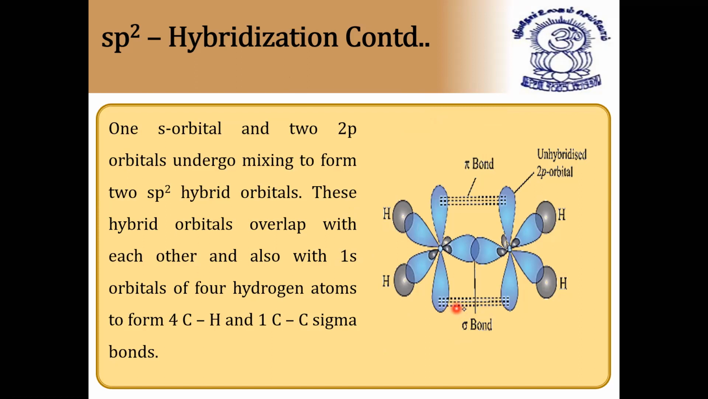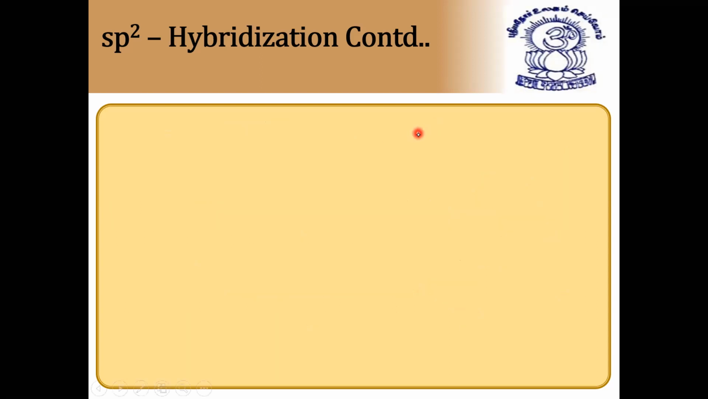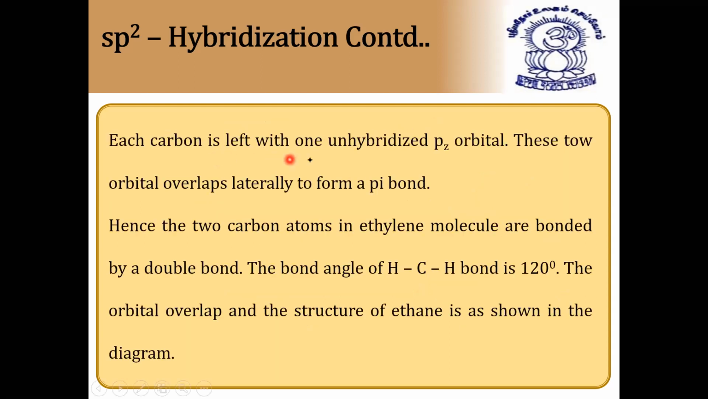In a double bond, we have one sigma bond as well as one pi bond. That is clearly shown in this picture very neatly. This is a sigma bond because of end-to-end overlapping, and this is a pi bond. A pi bond is sidewise overlapping. Sidewise overlapping, end-to-end overlapping. I hope it is clear. Next, each carbon is left with one unhybridized pz orbital.